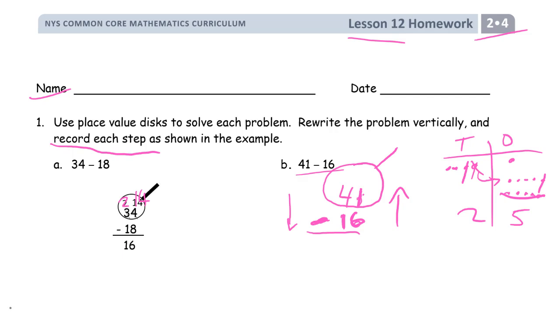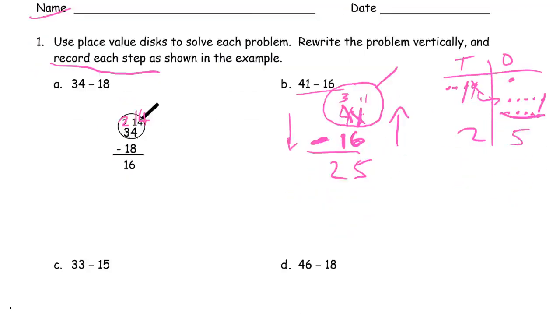All right, so we have to unbundle one of these tens, which means we'll only have 3 tens left, just as we did in our picture. And then we'll have 10 more ones, which with the one that we already had gives us 11 ones. Now we can subtract. 11 minus 6 is 5, and 3 minus 1 is 2 for 25.